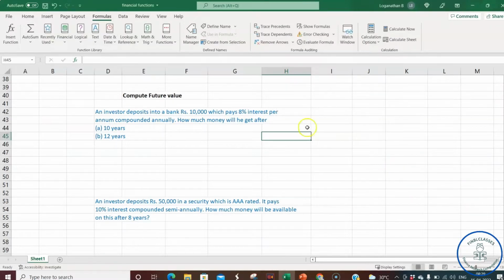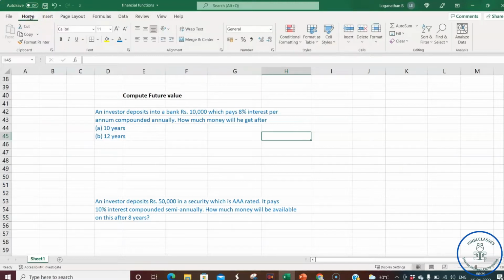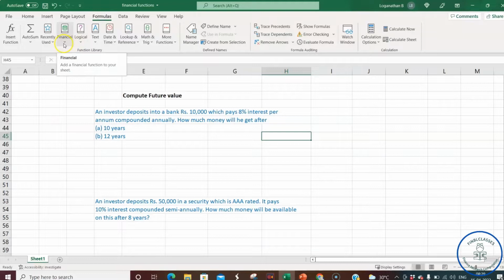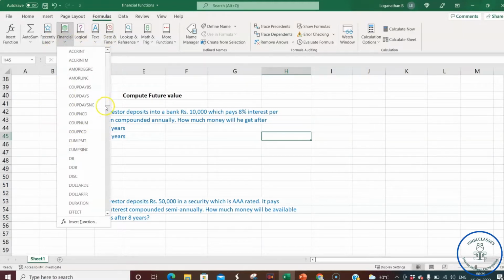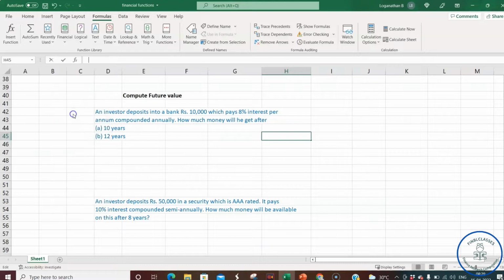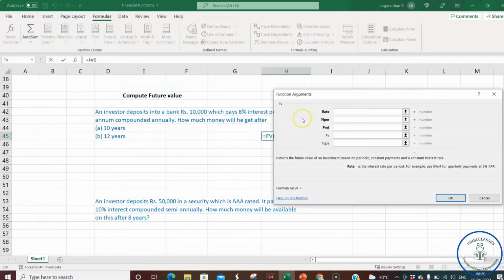Third way that we have seen is that from the home tab we get into the formulas tab, and we'll select from the function library. We'll be selecting the financial and we'll be selecting the future value. So these are the three ways of calculating your future value. Your function argument dialog box will open and directly you can start entering the value.